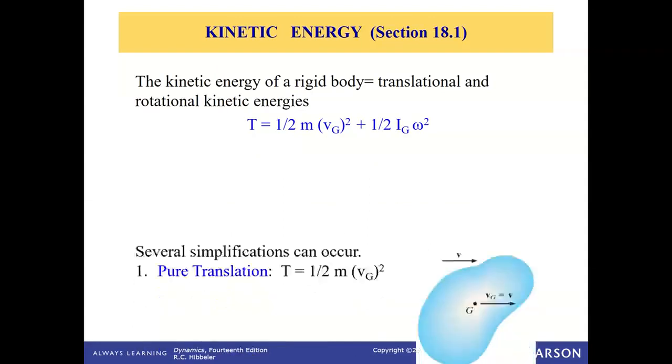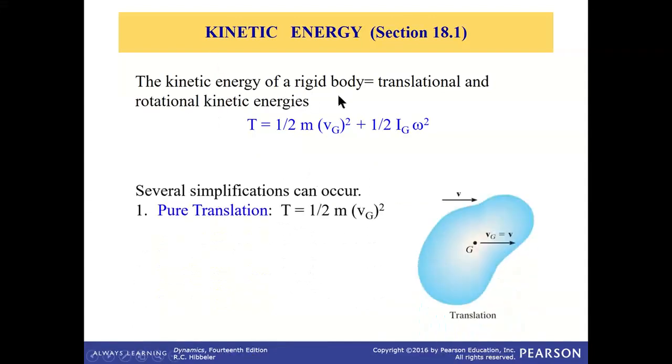So this is the equation we'll use for a rigid body. The kinetic energy of a rigid body, this is the generalized equation, is a combination of translation and rotational kinetic energies. So T is equal to 1/2 m vg square plus 1/2 Ig omega square. Now depending on the type of motion of the rigid body, whether it's translation, pure rotation or general plane motion, some of the terms in this equation will be present and others we do not have to consider.